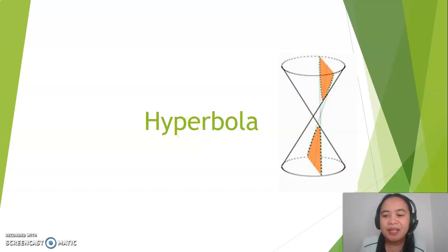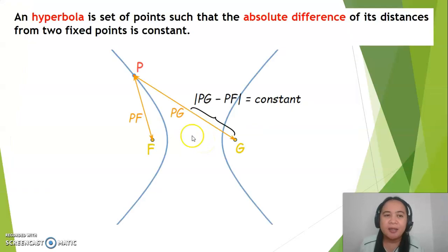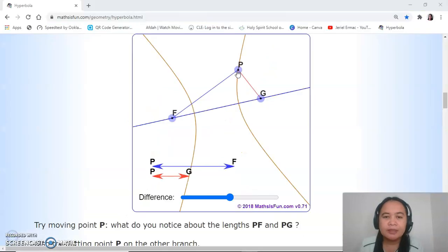Hello everyone. In this video, we will learn all about hyperbola. A hyperbola is a set of points such that the absolute difference of its distances from the two fixed points is constant. Now take a look at this one. In this graph, point P here is on the hyperbola. F and G are considered as the fixed points.